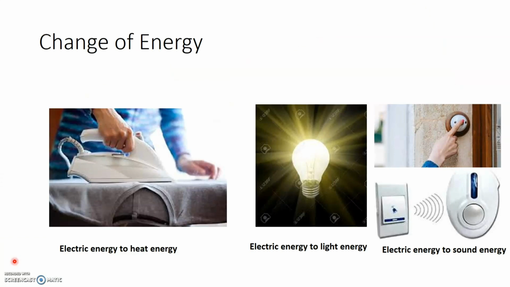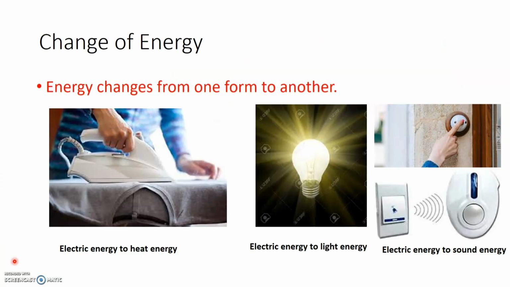So energy changes from one form to another. Now look into this picture here. In the first picture we see that with the help of an iron box we can iron clothes. That is, when the iron box is plugged in, as we switch it on, electric current is passed, and with the help of electric current this iron box gets heated up. Now as it heats up, we are able to iron the clothes.